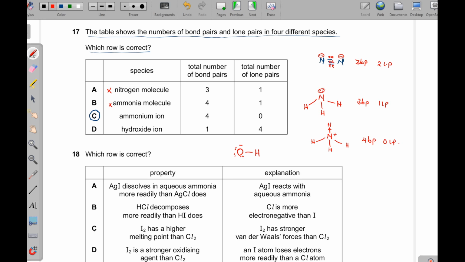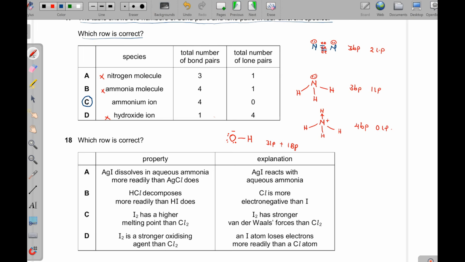So the lone pairs, these are 3 lone pairs, then plus what? One bond pair. So that's why even this one is off. So our answer is C. Question 18, which row is correct?